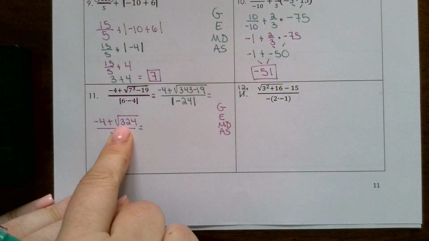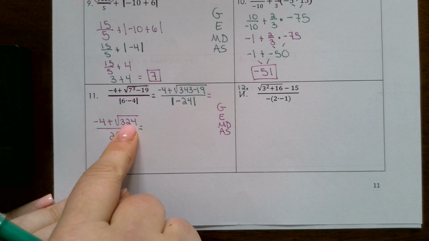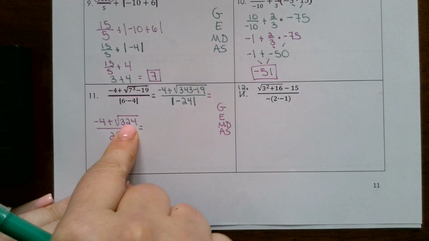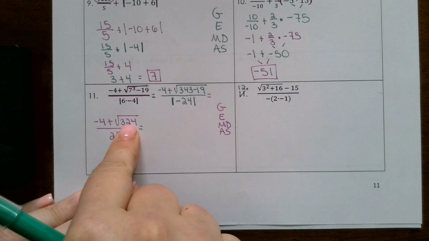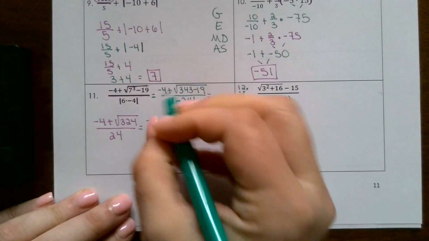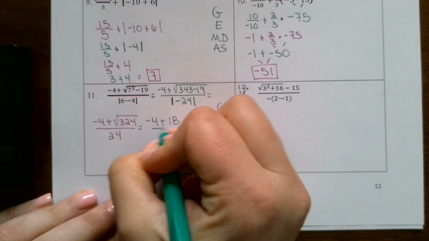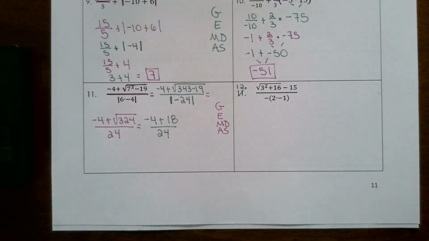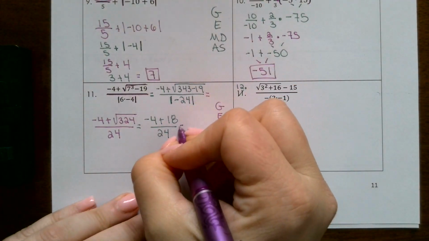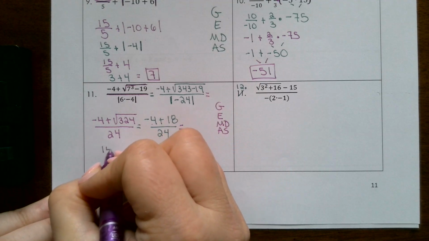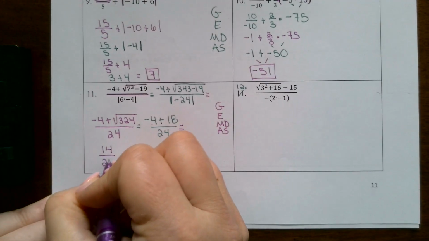I still have that grouping symbol, so I have to find the square root of 324, either in the calculator or by knowing that 18 times 18 equals 324. So the square root of 324 is 18, and I have one final step in the numerator. -4 plus 18 is 14 over 24.